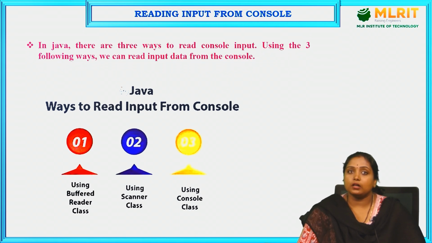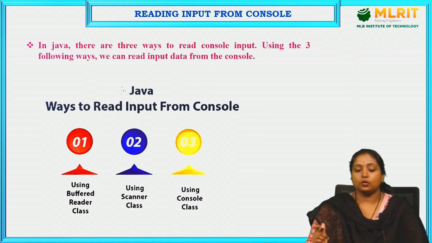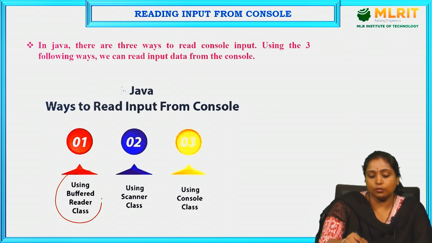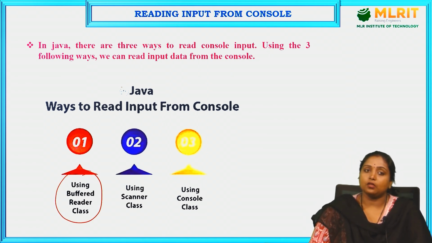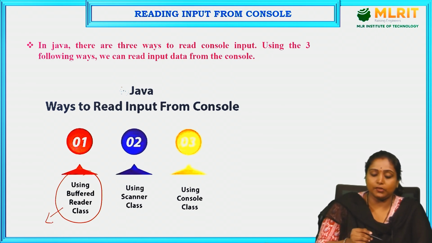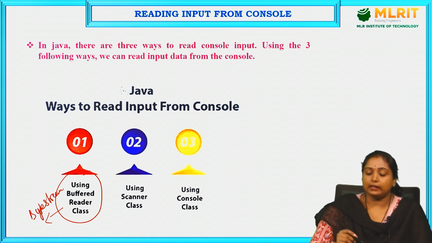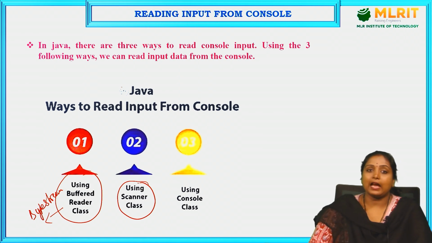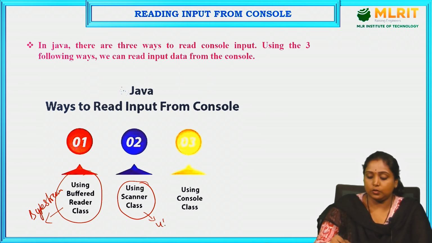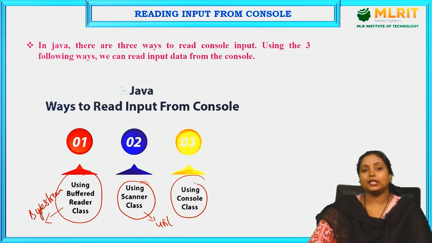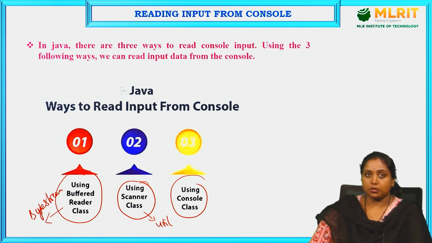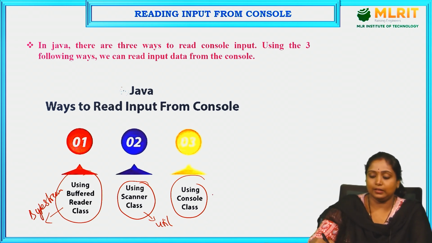So here there are three ways to read the console input from the console screen. The first method is using the BufferedReader class, which we have seen earlier in the last session, which is in the byte stream, and using the Scanner class, which is present in java.util, and using the Console class. So these are the three ways we are going to read input from the console screen.